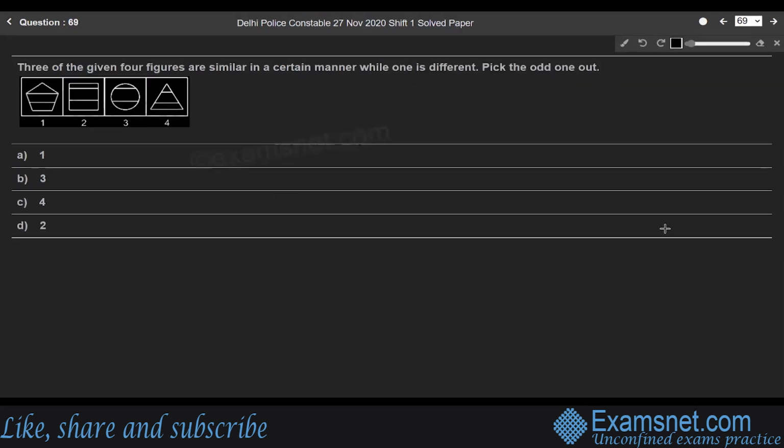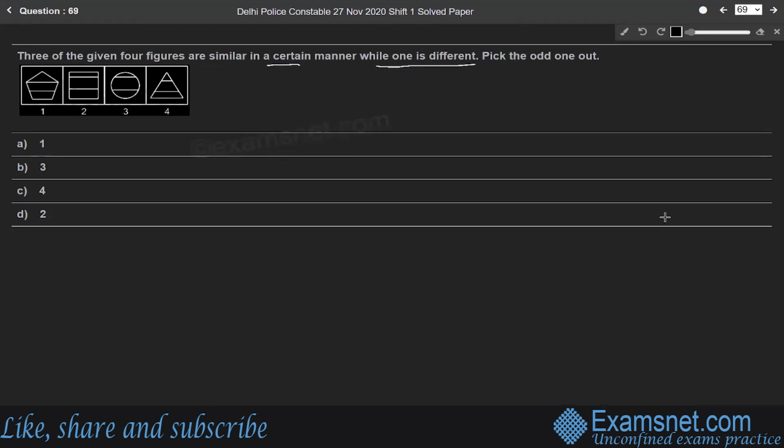Question 69. 3 of the given 4 figures are similar in a certain manner while one is different. Pick the odd one out. So here all images except image 3 are polygons. That means they have a fixed number of sides, while image 3 is a circle which has 0 sides. Therefore, image 3 is nothing but option B. So B is the right answer, which is the odd one out.